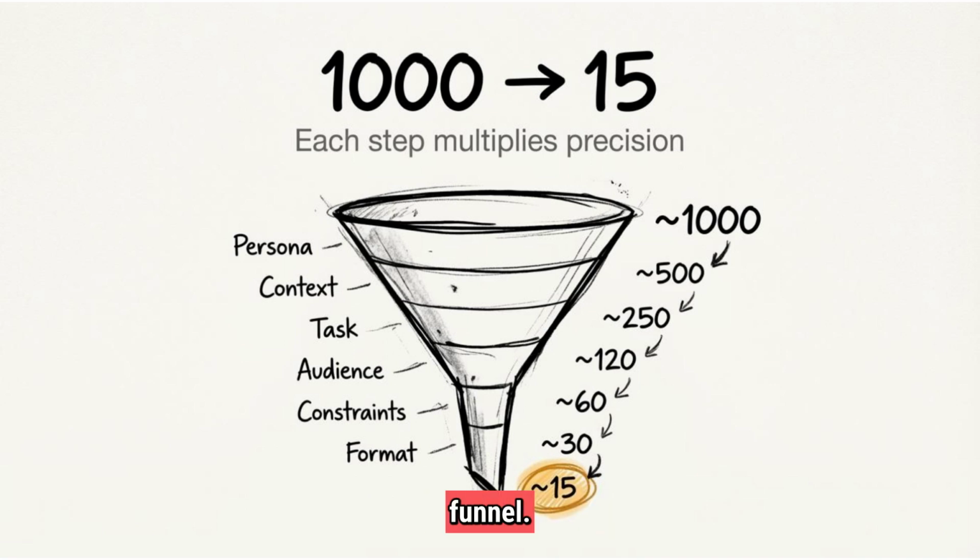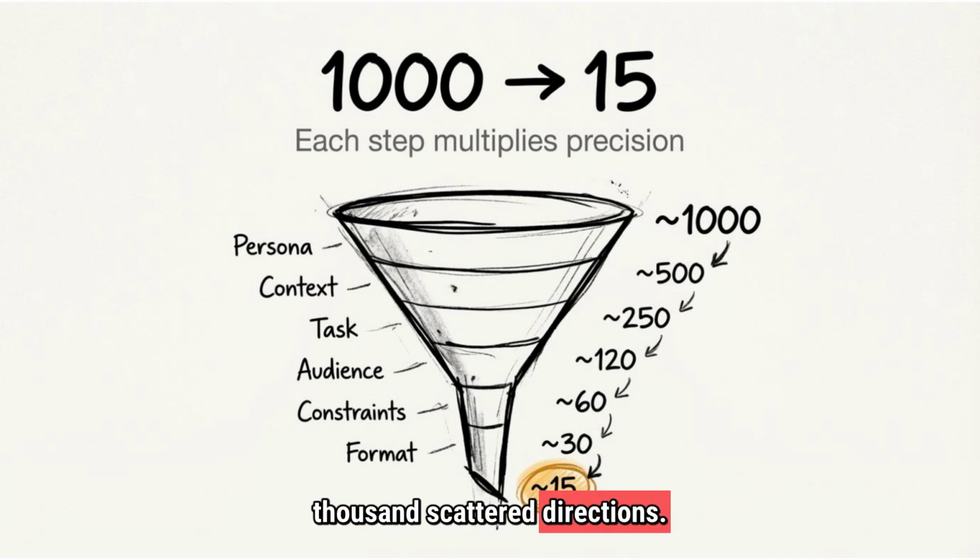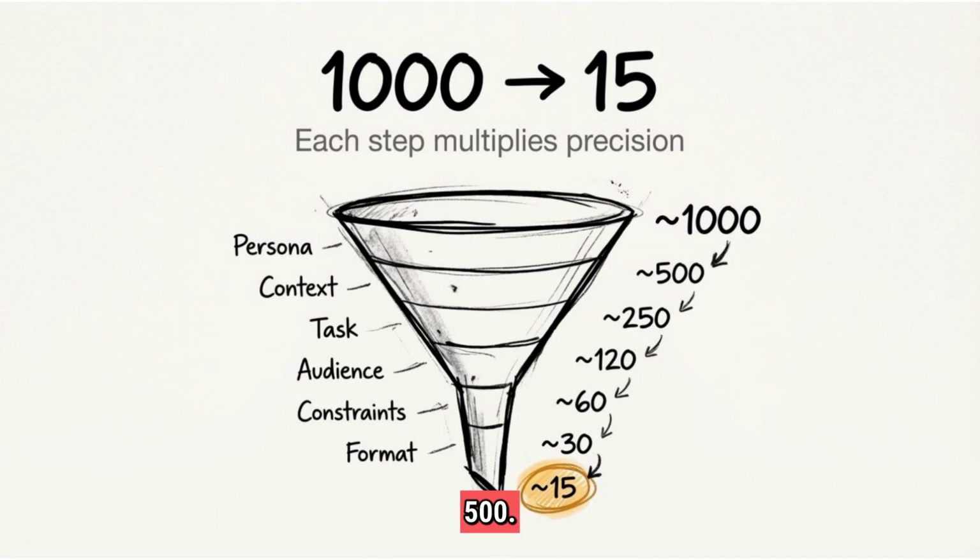This is the precision funnel. We started at 1,000 scattered directions. Persona brought it to 500, context to 250, task to 120, audience to 60, constraints to 30, format to 15. Each step doesn't just remove a little noise, it multiplies precision. This funnel is the mental model behind everything we're doing here. Once you internalize it, you'll write better prompts almost automatically.